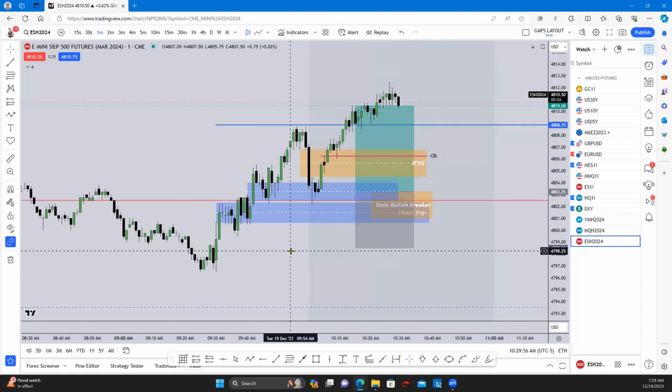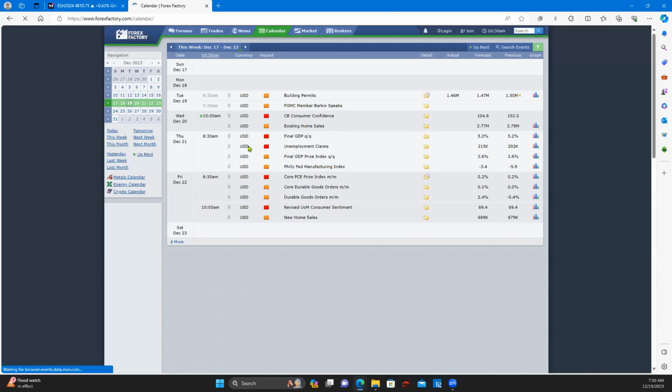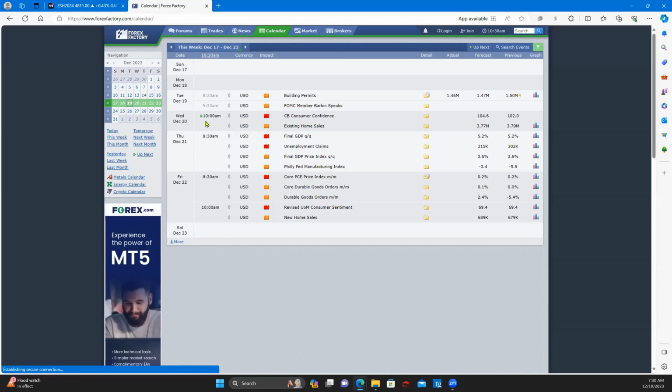So let's look at the news real quick. Tomorrow we have consumer confidence at 10. So probably want to wait at least 30 minutes after the news to look for anything, or wait till maybe Thursday to trade after 8:30 a.m. We'll probably get a lot of volatility because of the final GDP and unemployment claims. So looks like most of the volume is going to be coming tomorrow and Thursday.